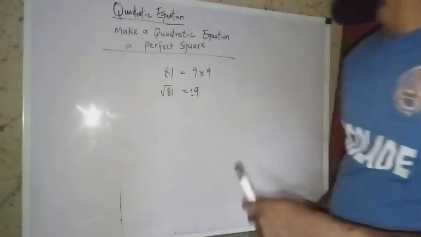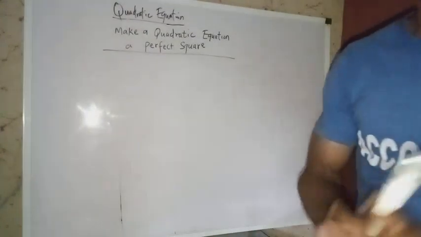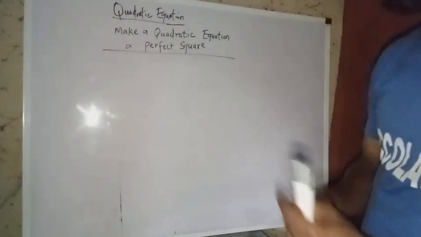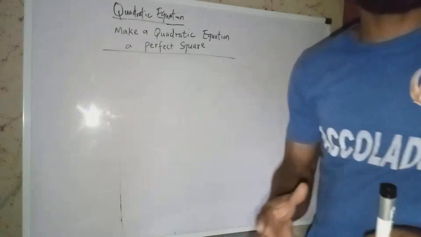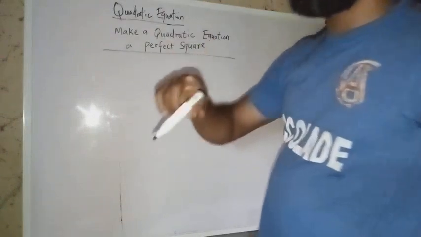So that's what we want to do. There are some quadratic equations that are a perfect square. Why do we say perfect square? Because they have identical roots. Okay, let me show you one.